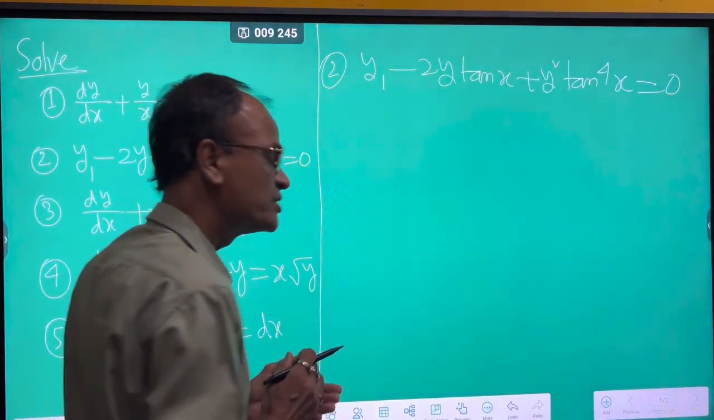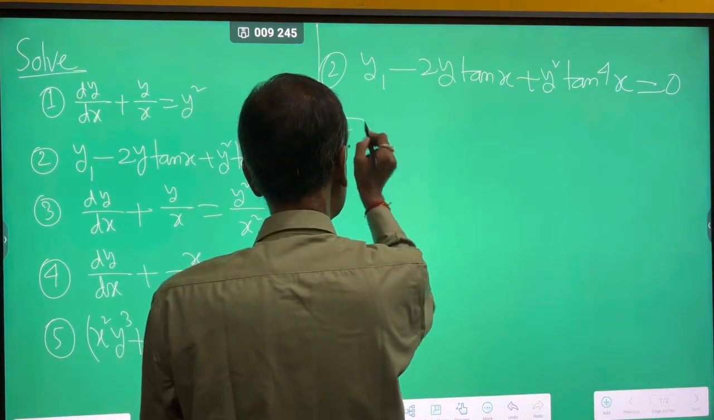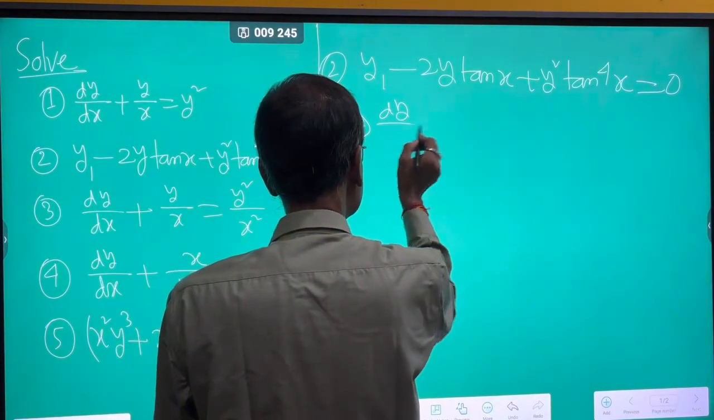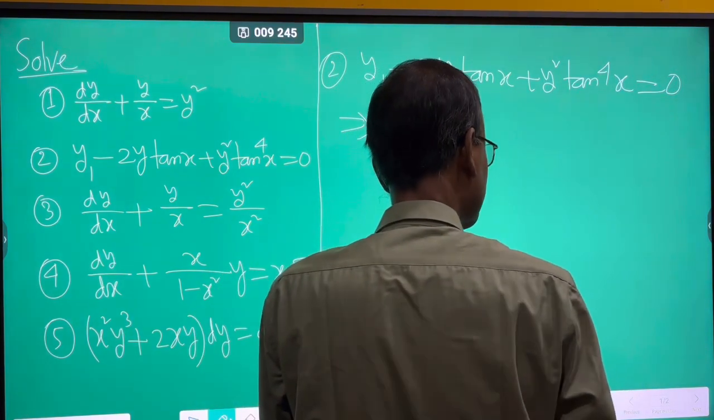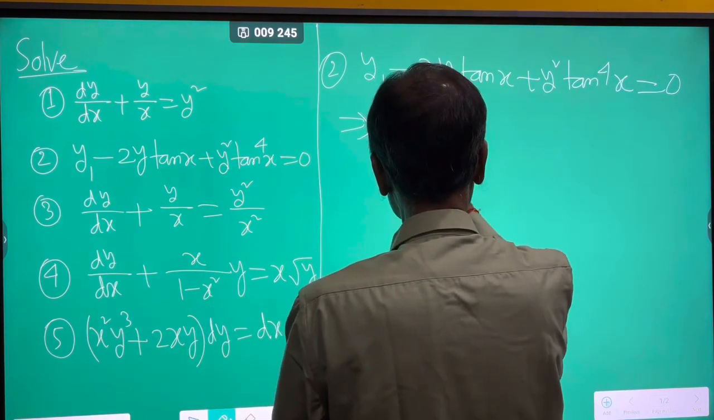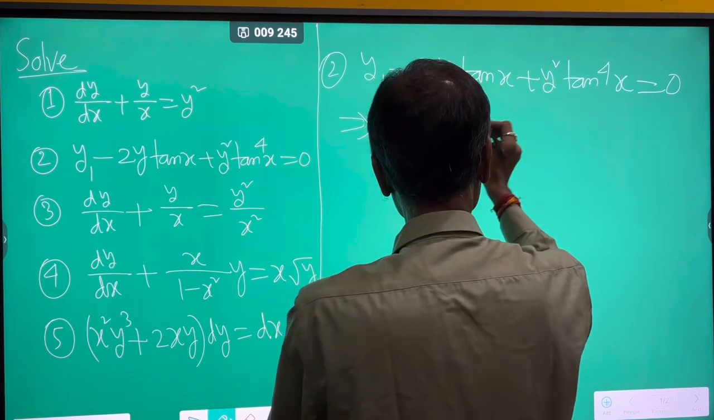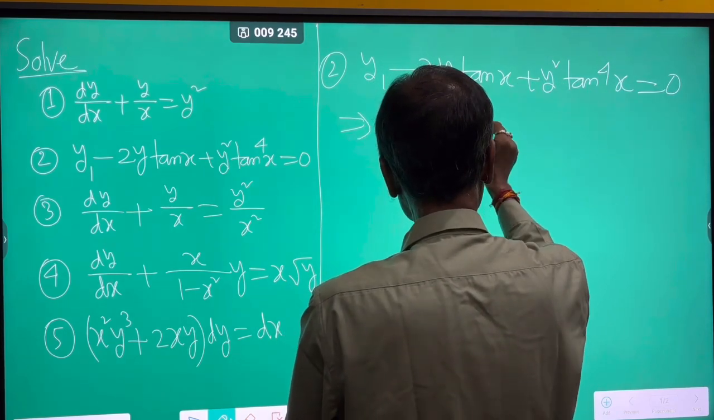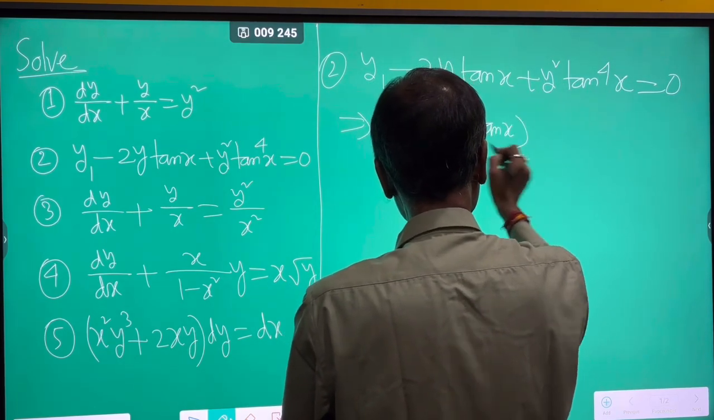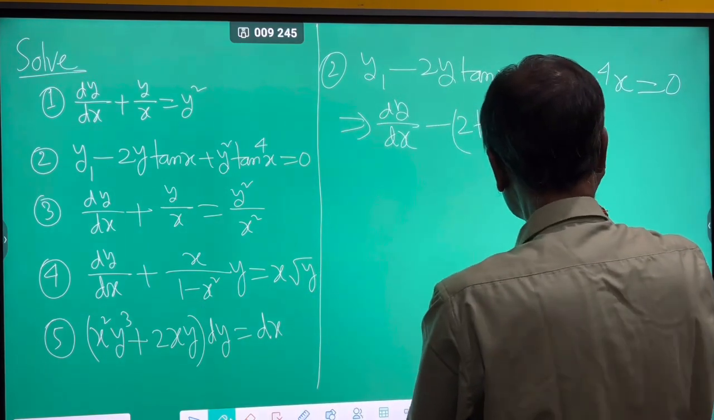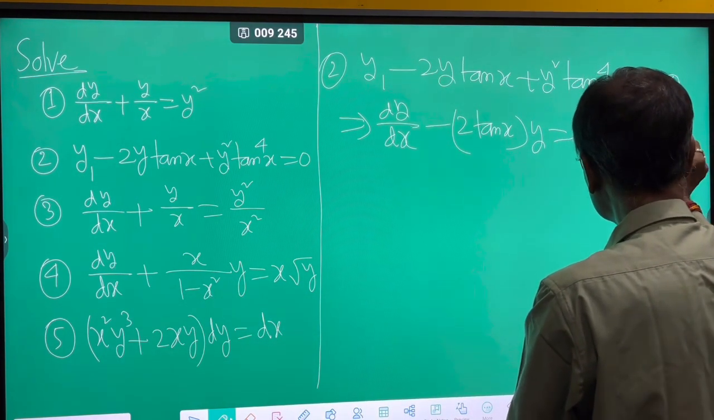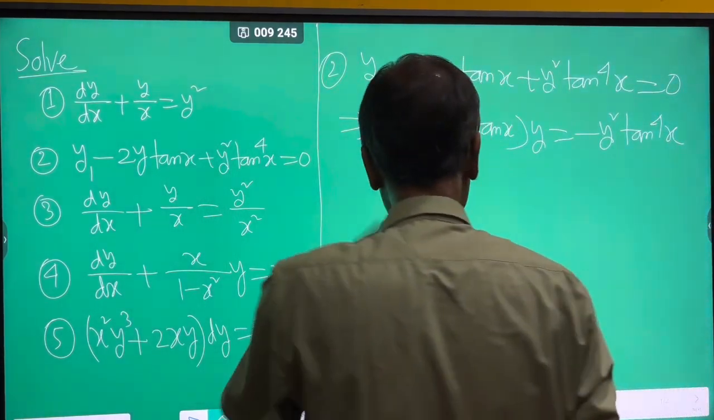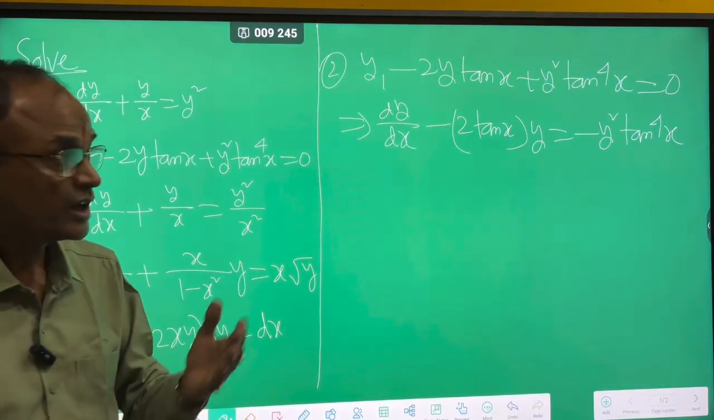Or this question can be written as dy by dx minus twice tan x y equal to minus y square 10 to the power 4x. This is a Bernoulli's differential equation.